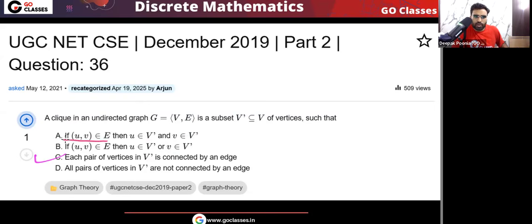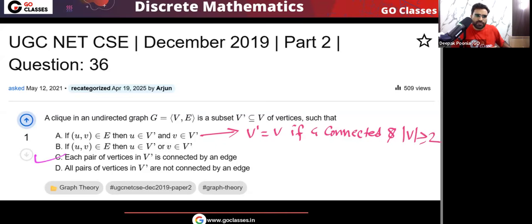If uv belongs to E, means if there is an edge between u comma v, then both of them belong to V dash. Again, this option is saying that whatever edge you have, both the endpoints belong to V dash. Then you can see if your graph is connected and you have at least two vertices, then definitely V dash will be the same as V. Yes or no? Very simple. Okay. So option A is basically a nonsense option.